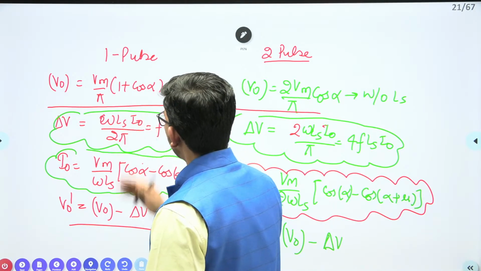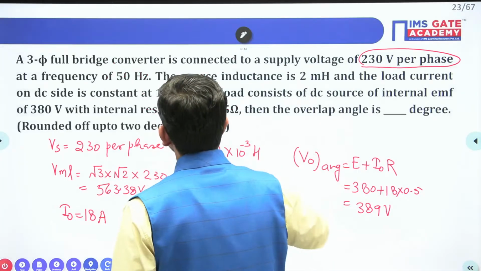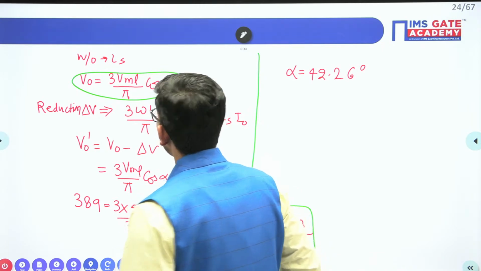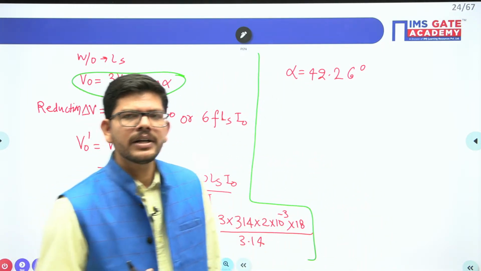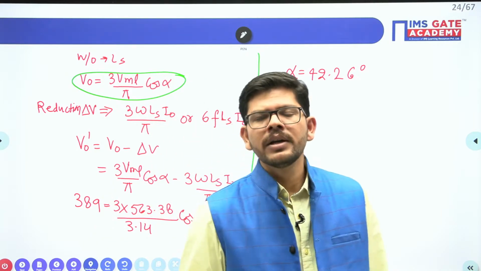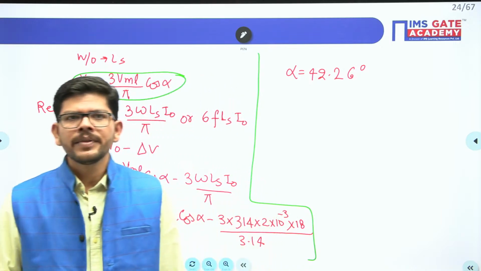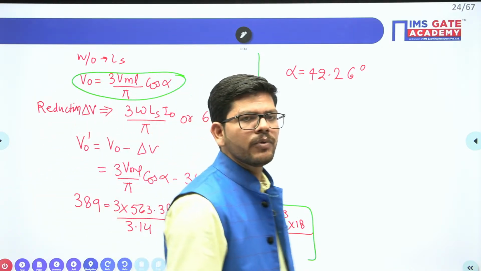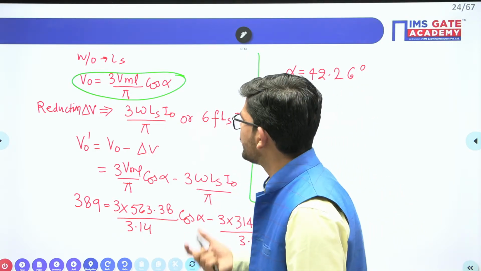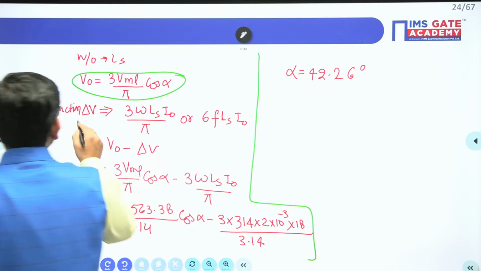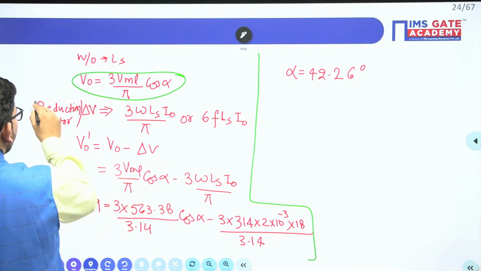Omega Ls I naught upon 2 pi, 2 omega Ls I naught upon pi, and then when it comes to 3-phase converter, it is 3 omega Ls I naught upon pi. Or you can say for single pulse converter, it is f Ls I naught. For 2 pulse converter, it is 4f Ls I naught. For 3-phase full wave converter, it is 6f Ls I naught. So this is how you can remember the reduction factor in voltage.